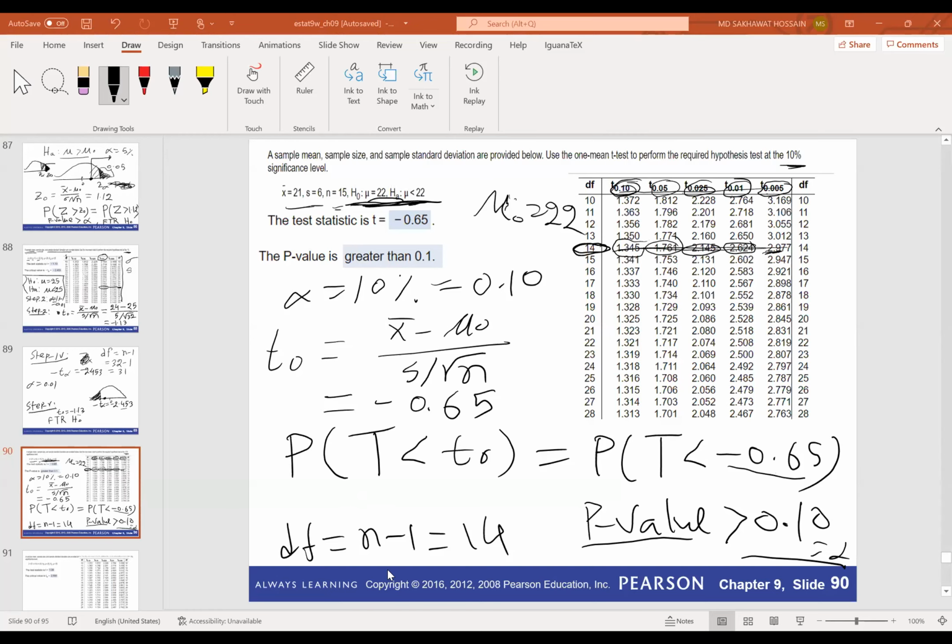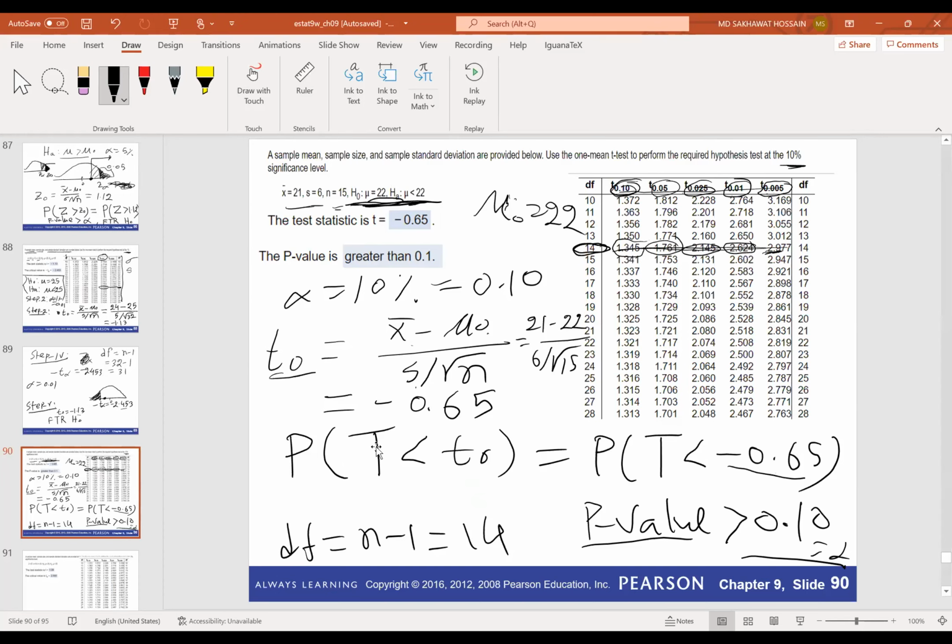Okay, so where did you get negative 0.65? So this is actually the test statistic, t observed, x bar minus mu 0 divided by s over square root of n. So you plug in all the numbers here. So x bar is 21 minus 22, and this is, yeah, very good question, s over square root of 15. So if you simplify this, it will be negative 0.65. So that is your test statistic, t observed.